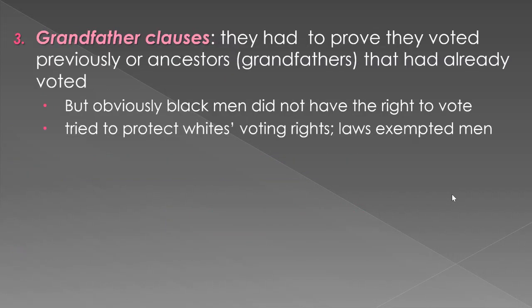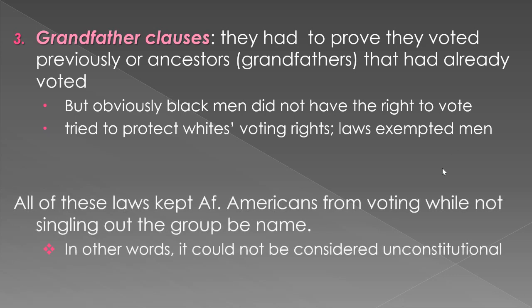But this restriction, grandfather clauses, will be the one that will really suppress the Black vote. That's because a grandfather clause is basically saying you had to prove that your ancestor, whether it could be your father, grandfather, or before that, had previously voted in an election. Well, if you were a Black man, you couldn't prove that because they didn't have the right to vote. They didn't have ancestors that had the right to vote. So obviously, it's very intentional that it was trying to protect white voting rights. Because it's going to exempt all of those guys, because they've had men in their family that have voted before.